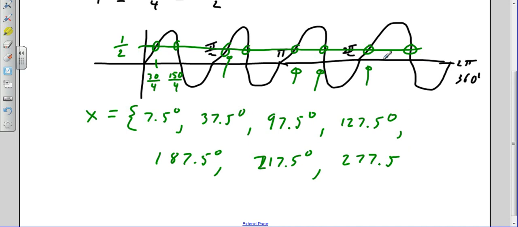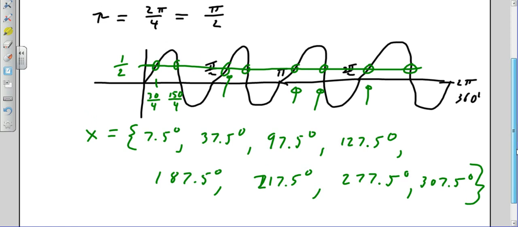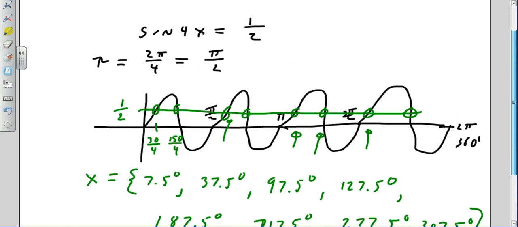277.5, and then it's going to be 37.5 degrees after 270, 307.5. And then that way we get all of them, so we have all the answers. Now, without the graph, I wouldn't be able to do that, so I got to make a graph. I have to remember what happens in the first quadrant, that the sine of something is 1/2, that something is 30, so I'd have to know that.